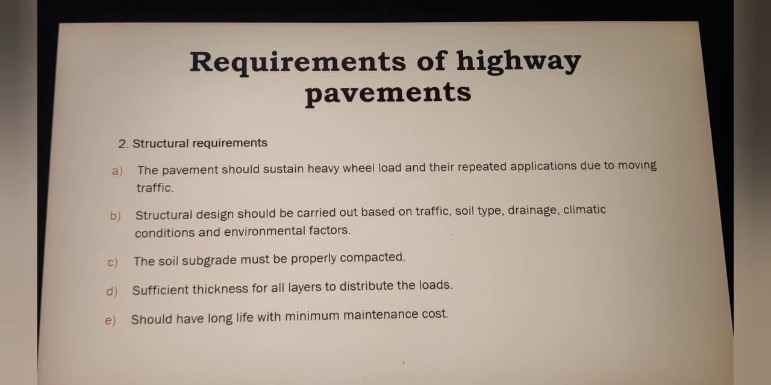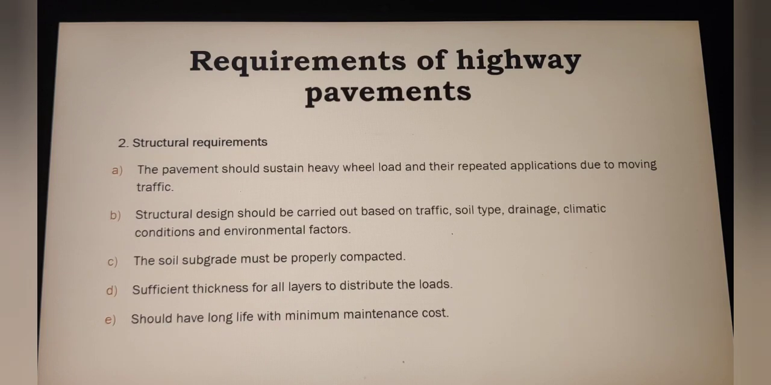There are different layers for the pavement. For example, above the subgrade soil you have the subbase course. Above the subbase course you have the base course. In some cases a binder course will be provided, and above the binder course you have the topmost layer, that is the surface course. Each layer should have sufficient thickness to distribute the load. The thickness of the layers is calculated using some formulas that we will be discussing later.